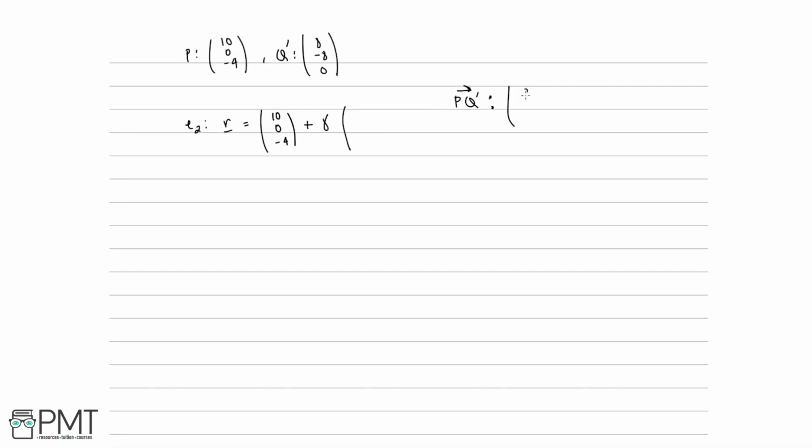And in order to find this, I'll just do Q dash minus P. So I'll have (8, -8, 0) minus (10, 0, -4), which will just be equal to (-2, -8, 4). And this will be PQ dash, so we can substitute this into our equation over here. So we have (-2, -8, 4). And this will be the equation of my line L2. And hence, we've solved the question. This is our vector equation for the line L2.